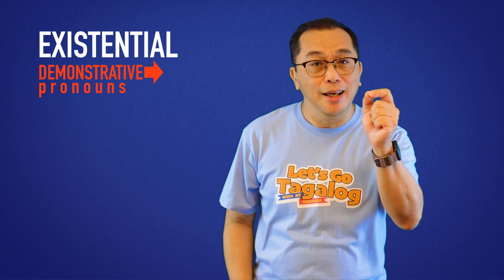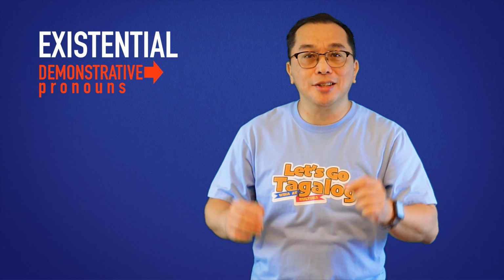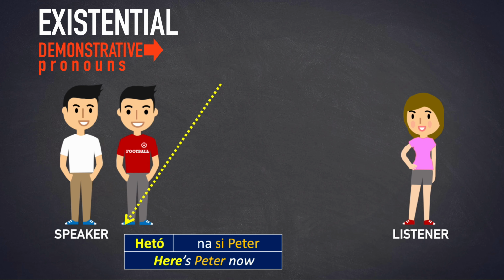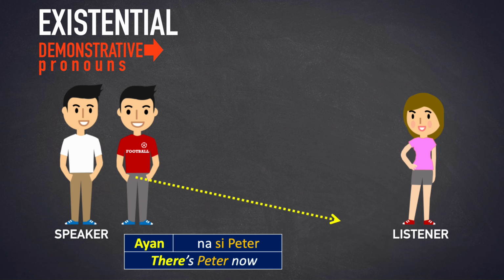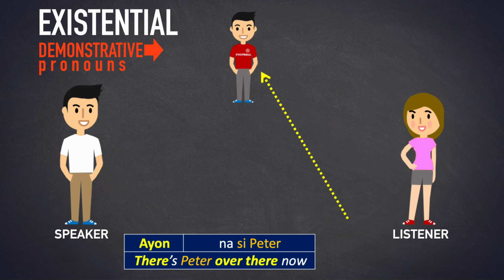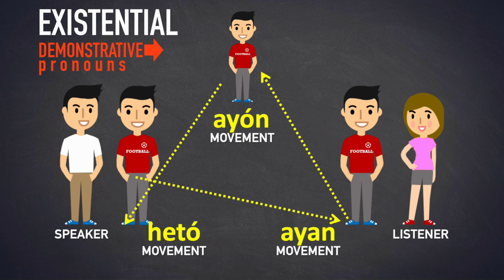Now, let's look at the existential demonstrative pronouns. Here are some samples. Heto na si Peter. Here is Peter. Or, here comes Peter. Ayan na si Peter. There's Peter. Or, there goes Peter. Ayon na si Peter. There's Peter over there, or there goes Peter over there. Do you get a sense of these pronouns? They point out to the existence or movement of the subject or object along the timeline of the sentence. If this sounds weird to you, don't worry. I'll cover this extensively in a separate video.